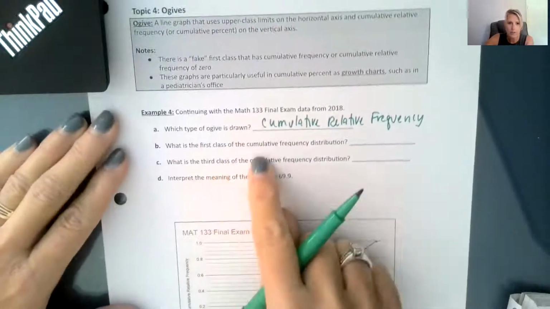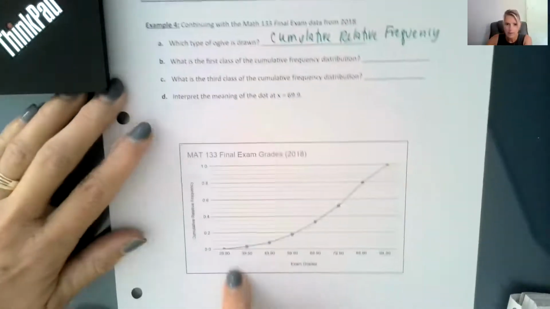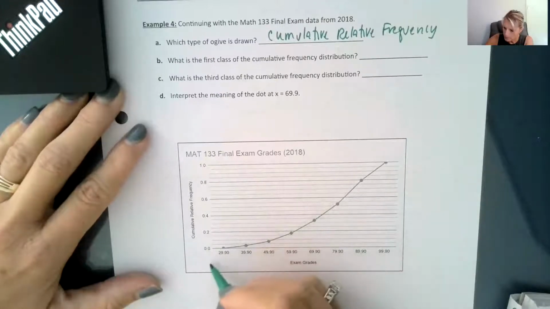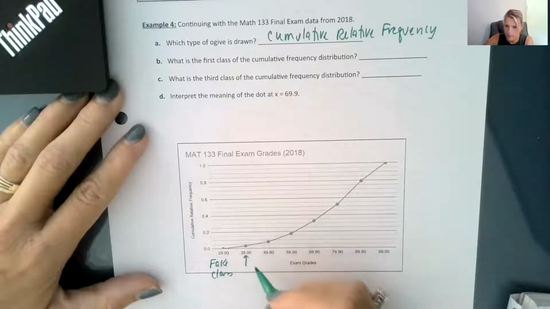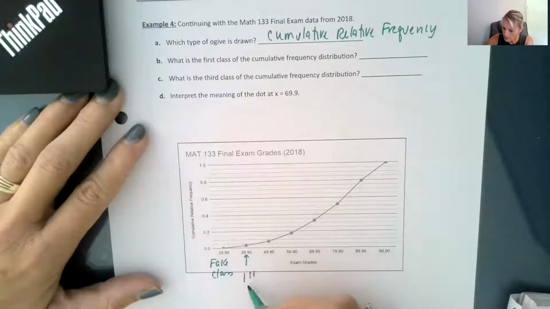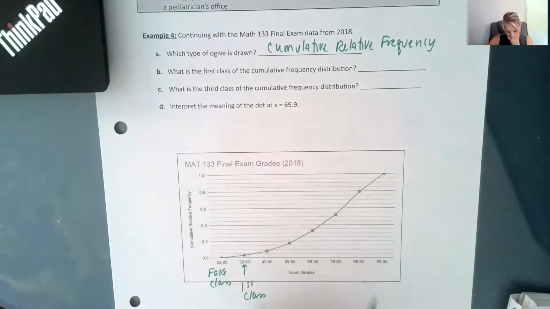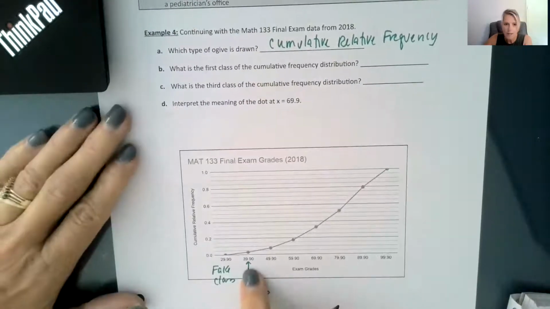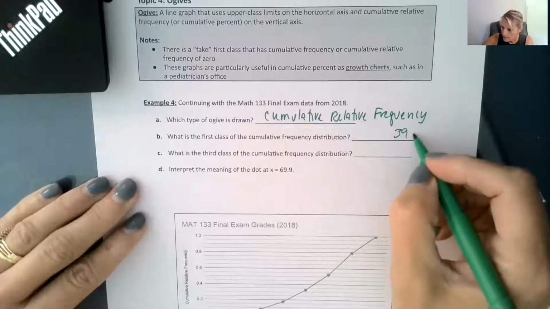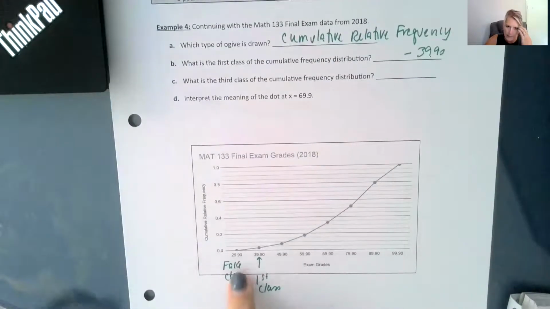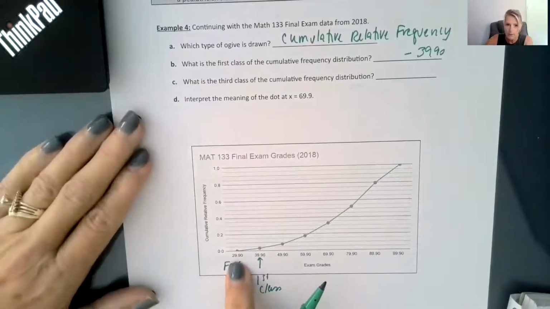What is the first class of the cumulative frequency distribution? So this is the fake class. So this is the first class. But you have to remember that that is the upper class, because remember it uses the upper class limit. So this is the upper class limit, 39.9. And so the lower class limit is just above this fake class of 29.9, so 30.